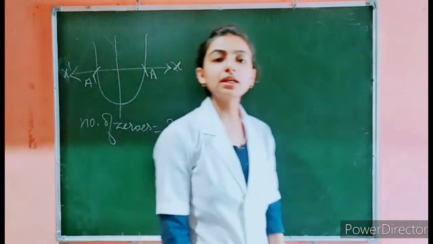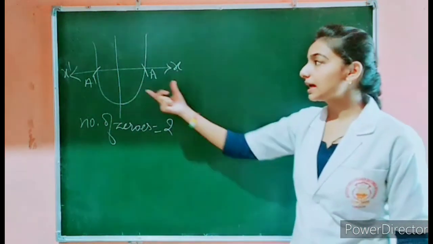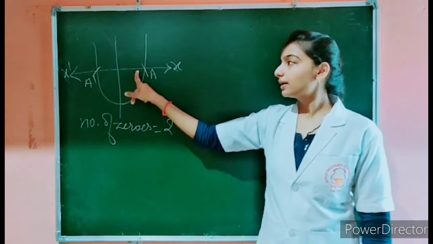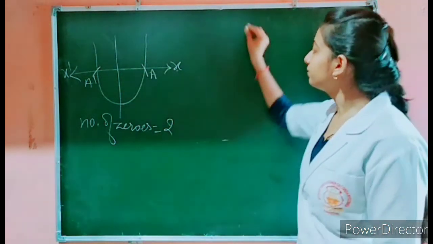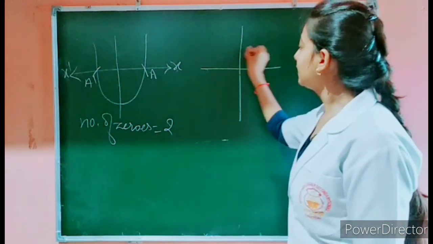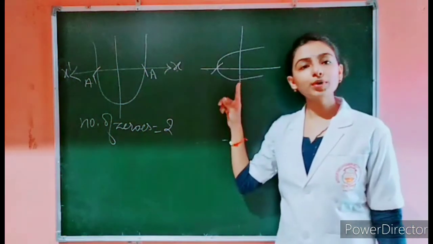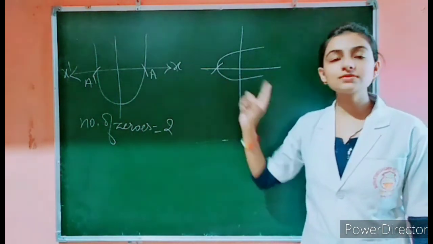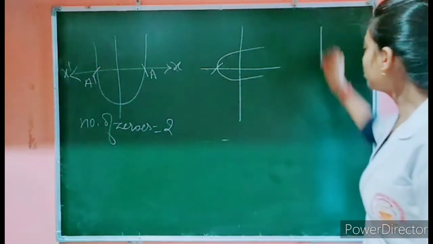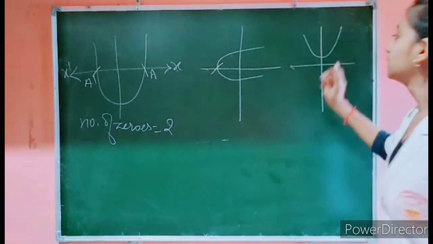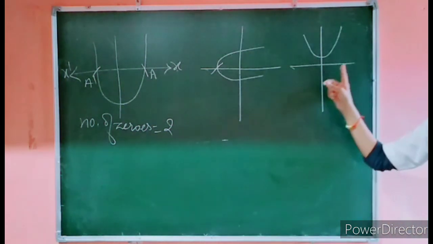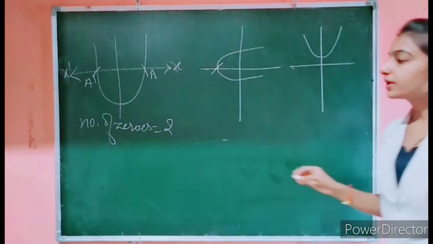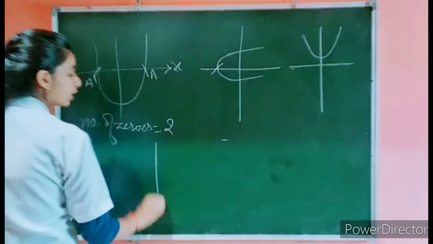In this graph method we will see how many times the graph intersects the x-axis. If the graph is given like this, only one point is coinciding with the x-axis, so the number of zeros will be 1. Now if there is no coincidence with the x-axis, the number of zeros will be 0. Like this you can find the number of zeros from any graph.